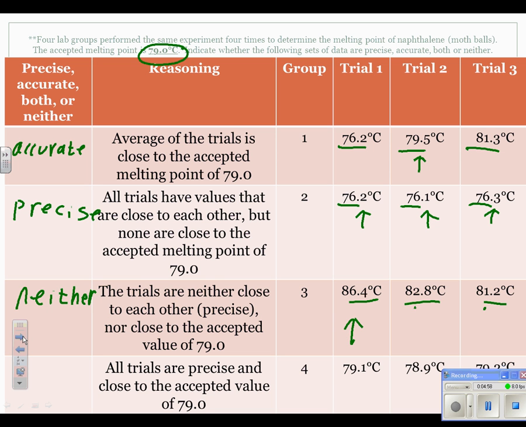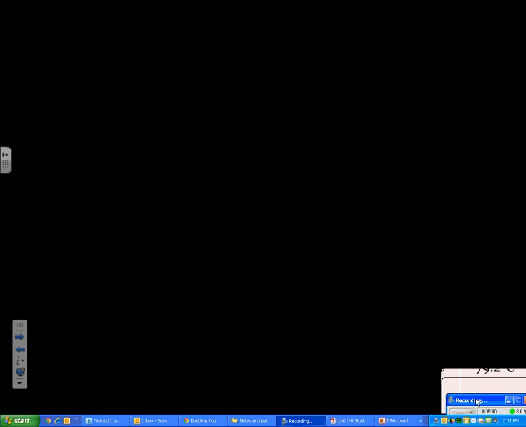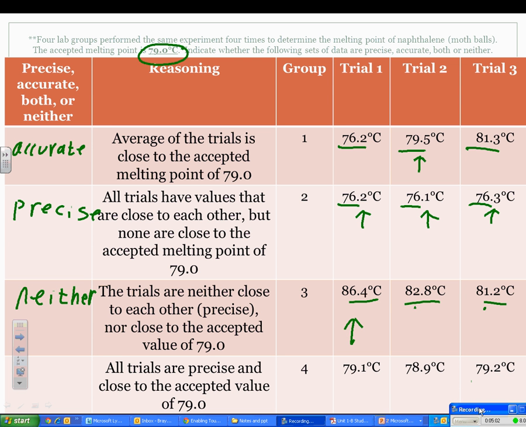Now group 4, 79.1, 78.9, and 79.2. All of those are around 79.0, so we'll definitely call that one precise. And they're all, again, within 0.1 of each other. So they're all very, very close together, all sitting around the mark, so we'll call that both accurate and precise. That's all there is to it. Once again, we'll get a lot more practice with this during class.